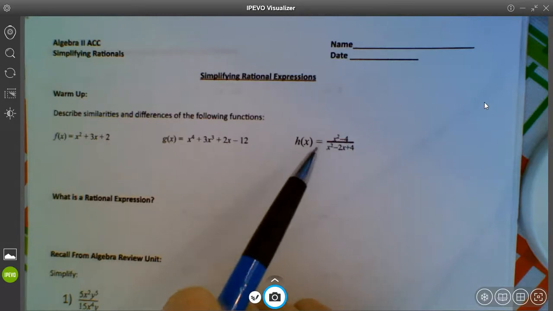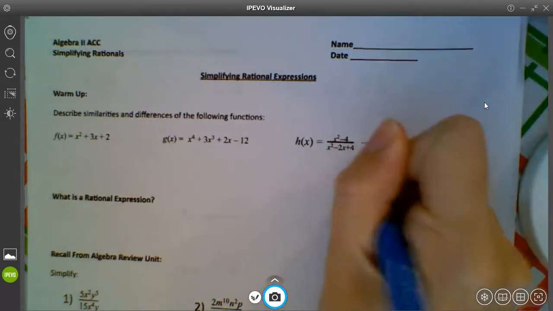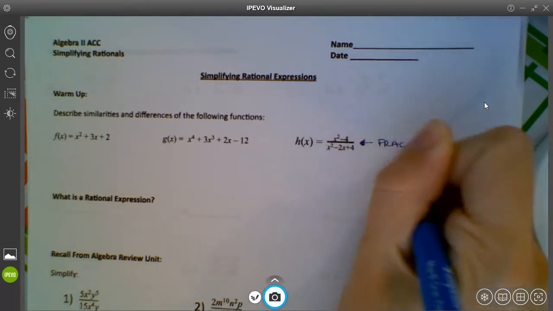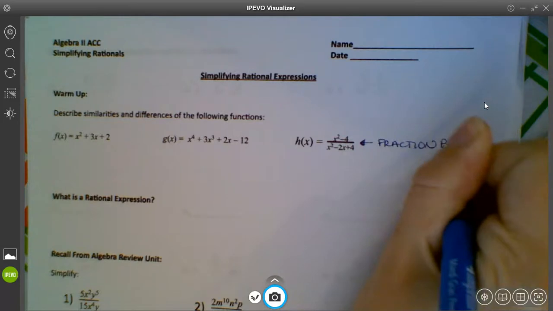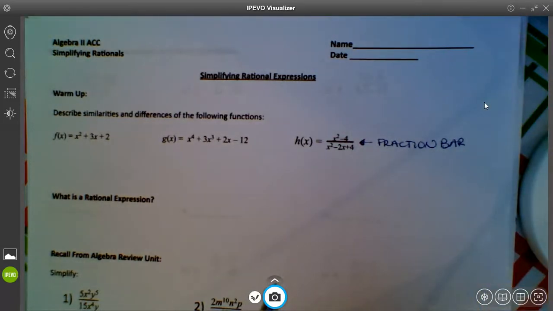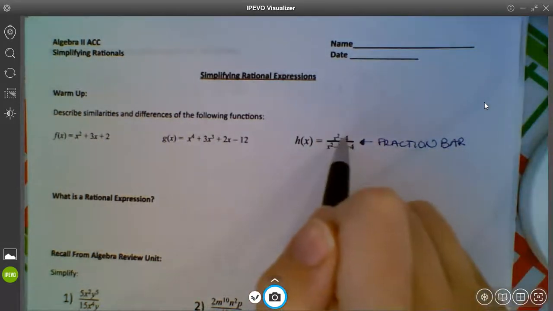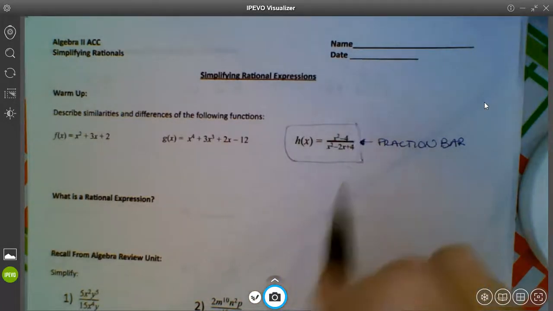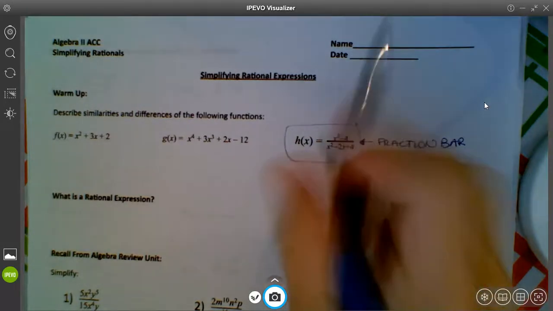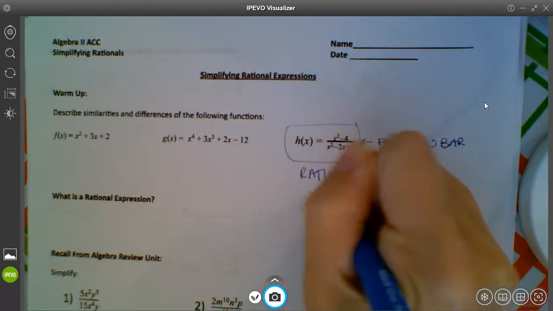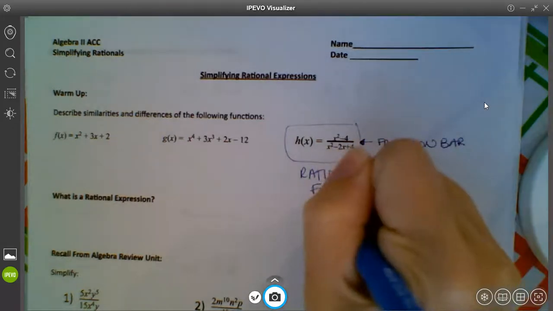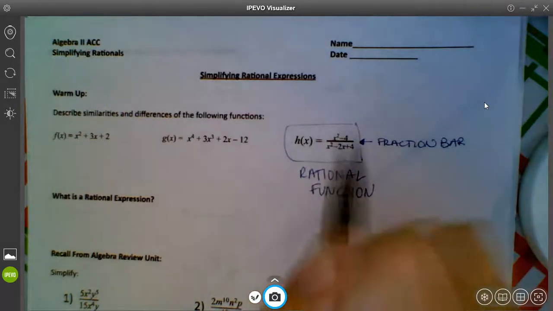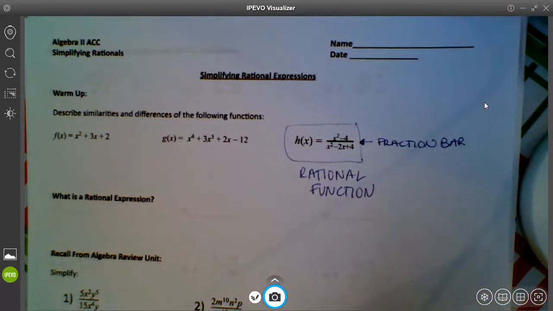And the biggest thing that makes it out of place is this big fraction bar. And this big fraction bar, remember, fraction bar also indicates division. So this is division of 2 polynomials. This right here is called a rational function. This right here is how all of the functions are going to look in this unit.